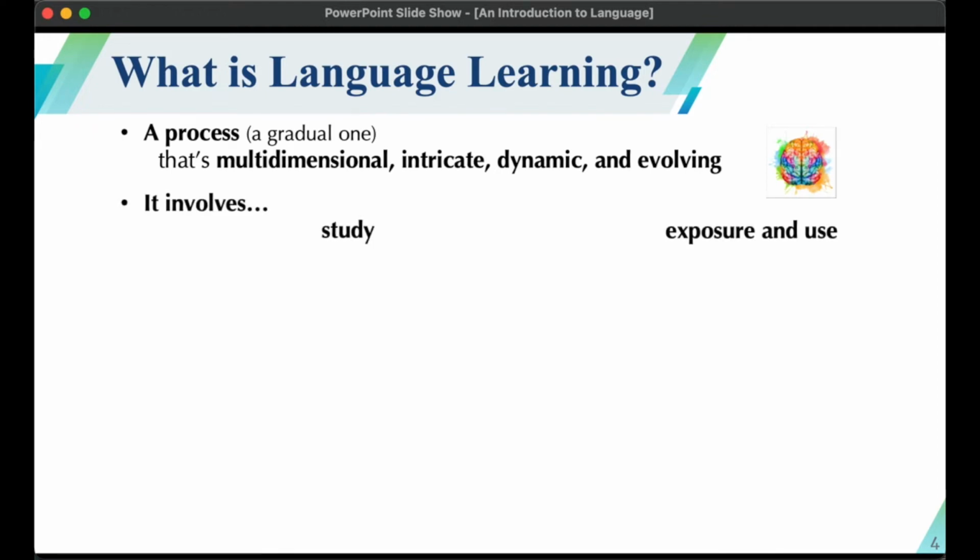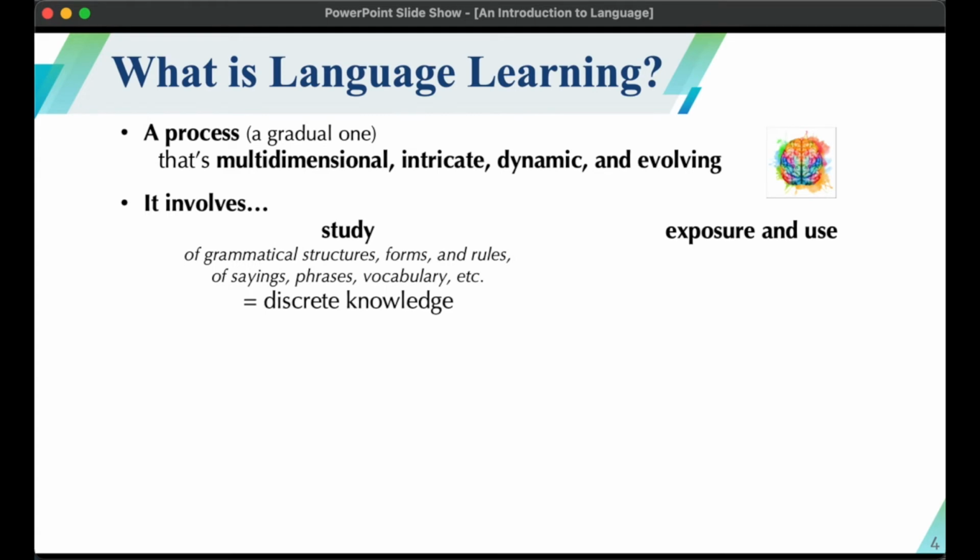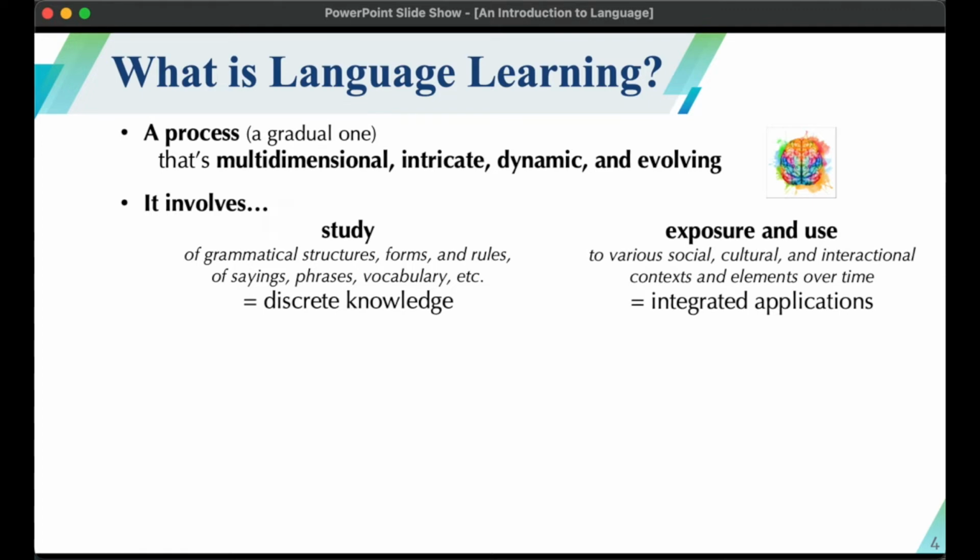It involves study on the one hand, and exposure and use on the other. Study is that of grammatical structures, forms, and rules, and of sayings, phrases, vocabulary, etc. Things that form discrete knowledge. Exposure and use is to various social, cultural, and interactional contexts and elements over time. Processes that form integrated applications.